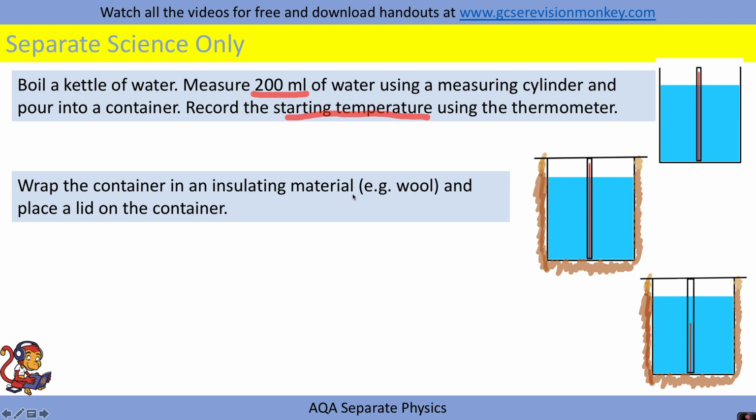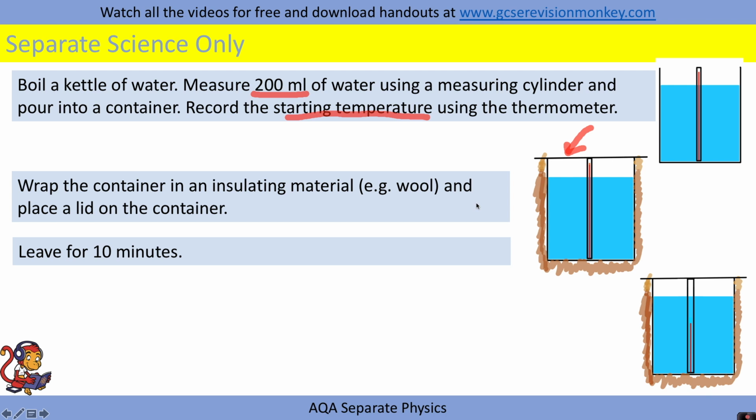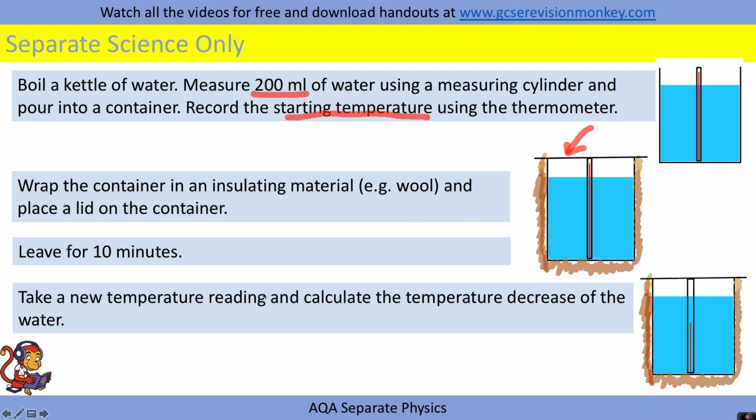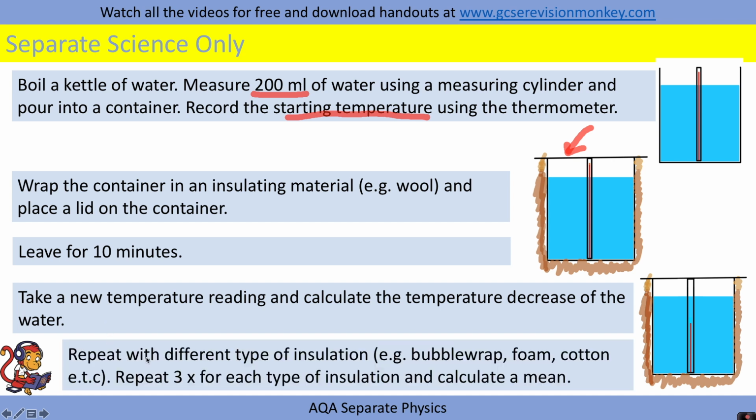We then wrap the container in an insulating material, for example wool, and place a lid on top of the container. We'd leave it for a set amount of time, for example 10 minutes, and then we'd take a new temperature reading and calculate the temperature decrease of the water. The most effective insulator will be the one that has the smallest temperature decrease. We then repeat it with different types of insulation, for example bubble wrap, foam, cotton, etc. And we repeat it 3 times for each type of insulation that we're using and calculate a mean temperature decrease.